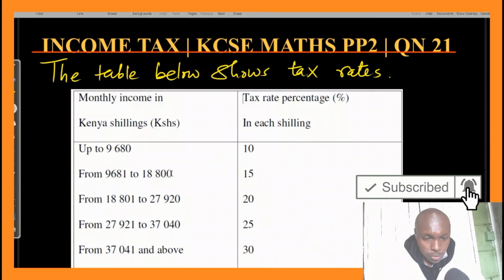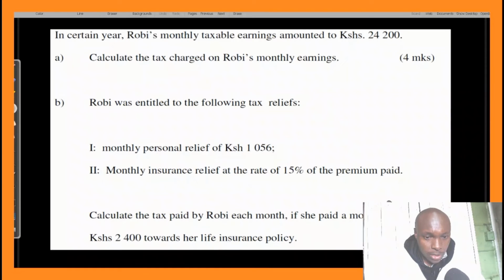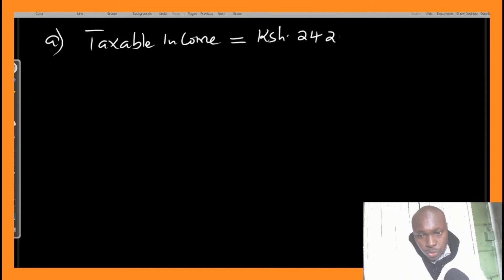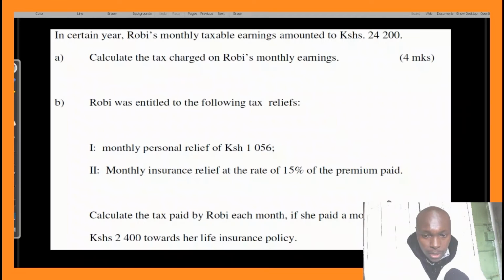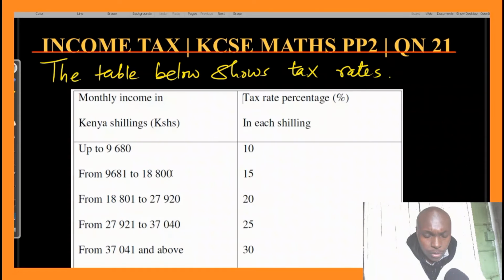So let us go to the first part, where we are supposed to calculate the tax charged on Robbie's monthly earnings. To begin with, we already have the taxable income. The taxable income is given, which is 24,200. Now in this question there are no allowances, so that is what you're going to tax. Now we're going to use these slabs.